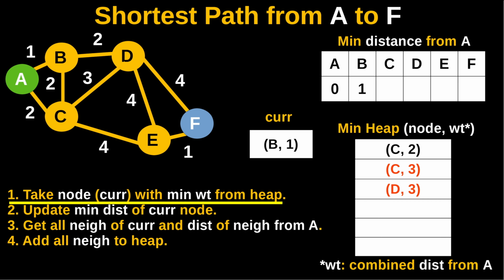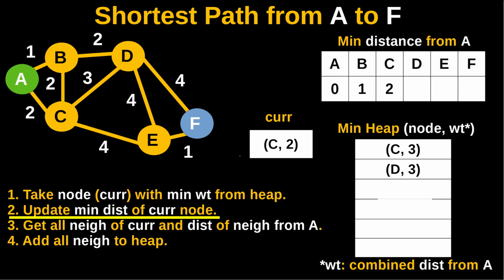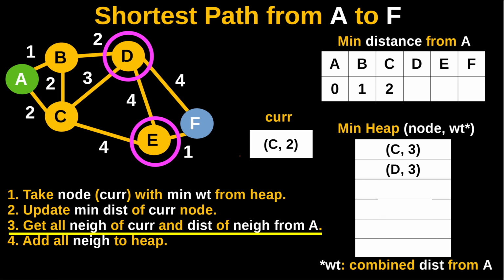Now we repeat the process. The top of the heap is C2, and C2 comes out. And then we will update the minimum distance table with the weight in the current tuple. So the minimum distance from A to C is 2. C can go to A, B, D, and E. We have already established minimum distance to both A and B nodes, so these two nodes will be ignored. We will only look at D and E.